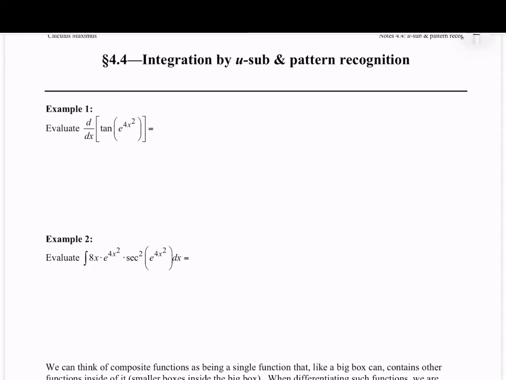Hi Calculus students! Today we are going to learn a new integration technique to add to our tool belts. And this integration technique is called U-Sub. U-Sub right here is short for U-Substitution.